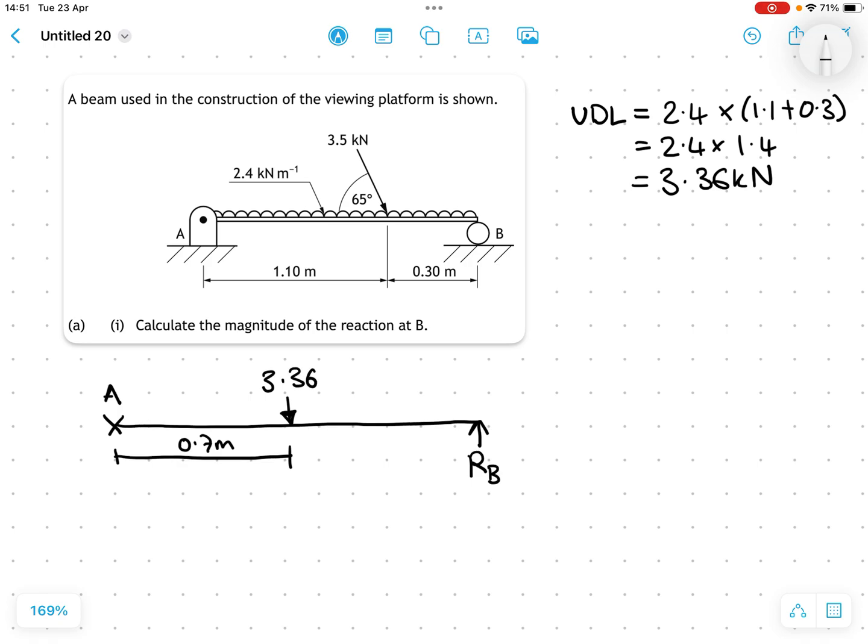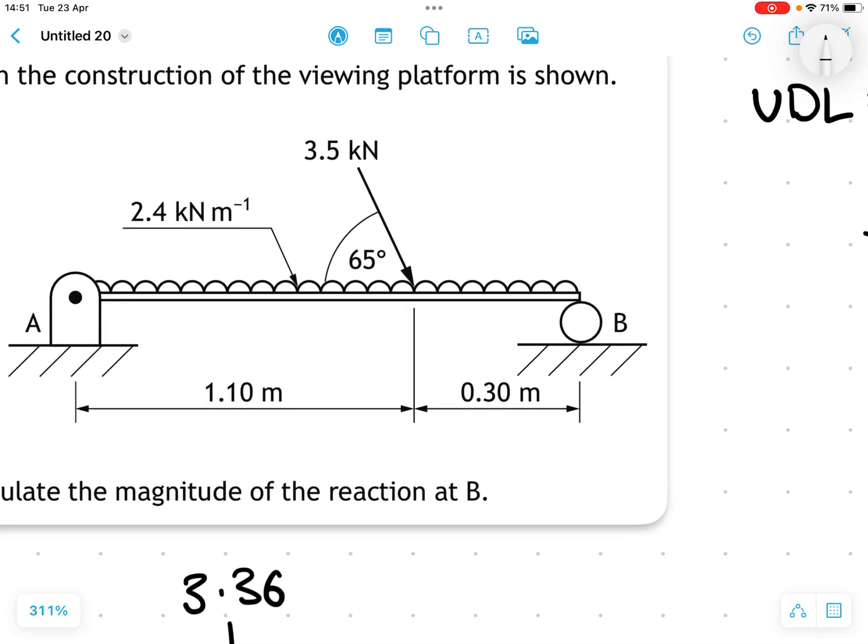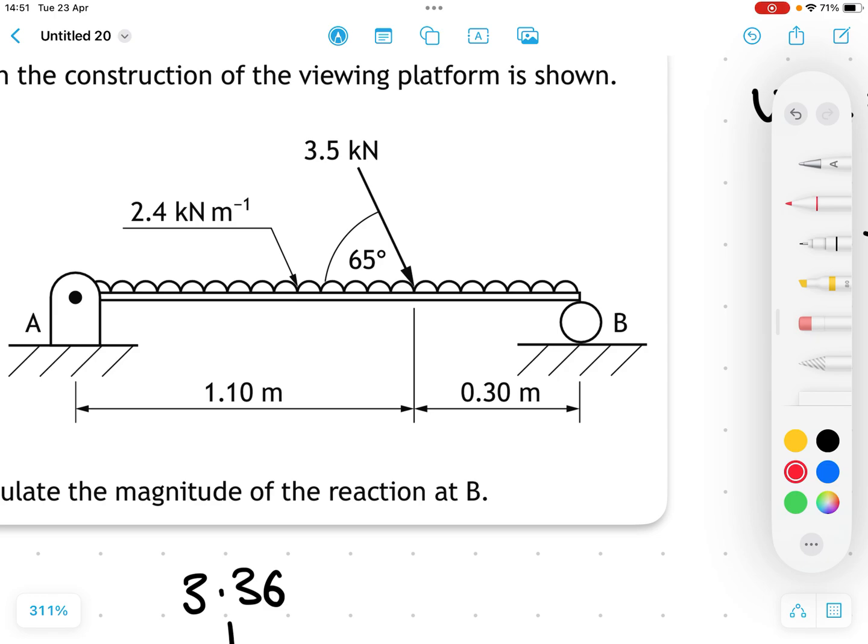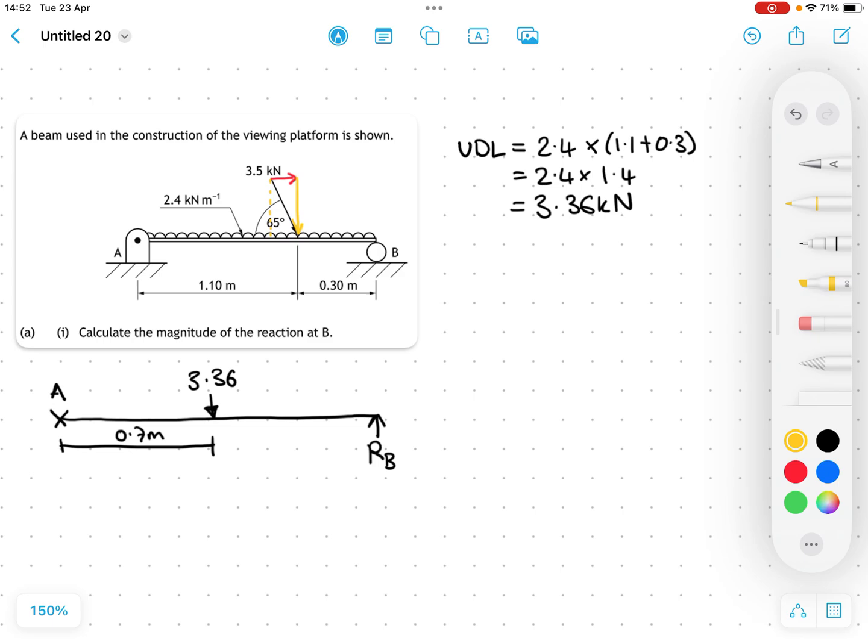The other force that I've got here is going to be the vertical component of the 3.5 kilonewton force. If I wanted to, I could split this force up into its horizontal component and its vertical component, and I can work out what the horizontal and vertical components are using trigonometry. You can see that yellow line there is also the same as this. I've just drawn it with the arrowhead so that you know it's not acting in a different place to the 1.1 that it's shown.